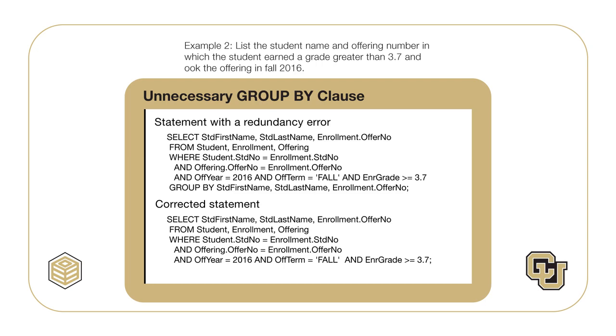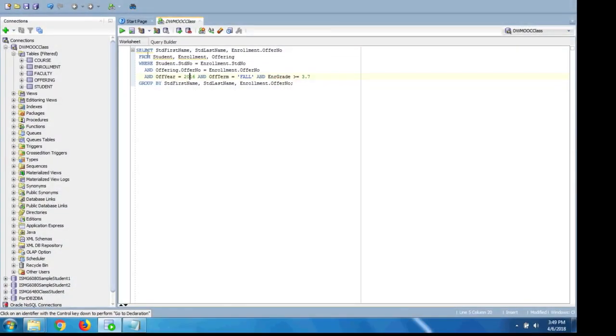Example 2 involves the same problem statement as example 1. The SQL statement contains a redundancy error, not a semantic error. The statement contains a redundancy error due to the unnecessary group by clause. Since the problem definition does not involve summary calculations in the result or conditions, the statement should not have a group by clause. Now, let's execute example 2 in the Oracle SQL Developer.